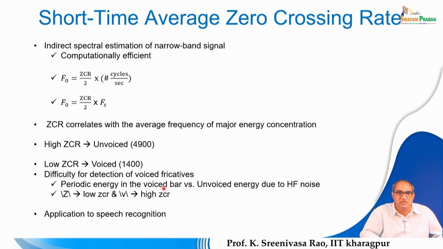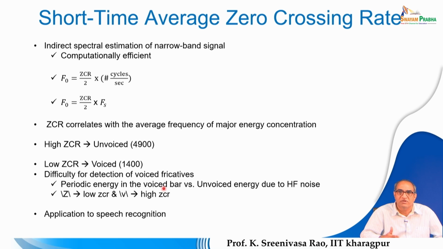So, if you pass this speech signal through a set of 16 or 20 filters, where each filter bandwidth is about 200 Hz or 300 Hz, then the outputs of these filters will be narrow band signals. If you analyze the ZCR, we can analyze the frequency components present in the individual narrow band signals, where the dominant energy is concentrated.